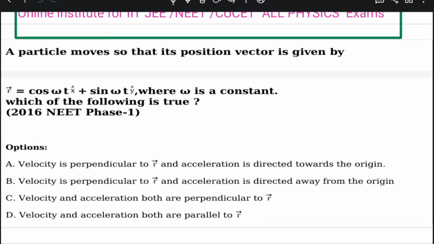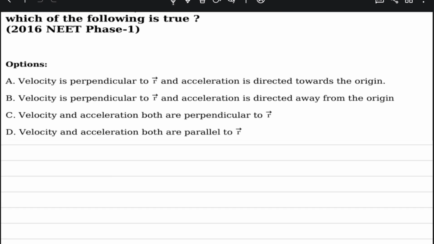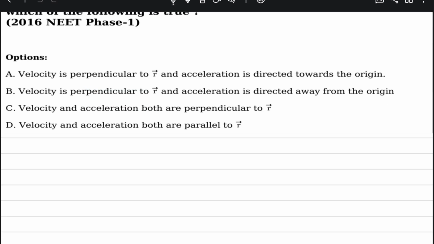This is from 2016. A particle moves so that its position vector is given by the following, and which of the following is correct? They are asking: velocity is perpendicular to r vector and acceleration is directed towards the origin. So the first task is, they have given the position vector.